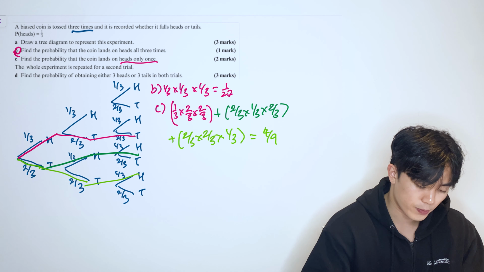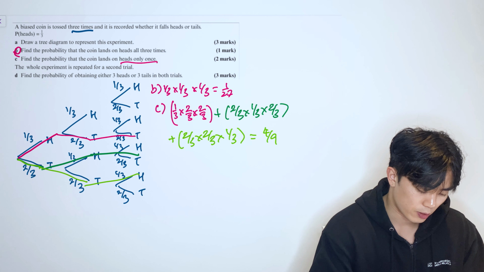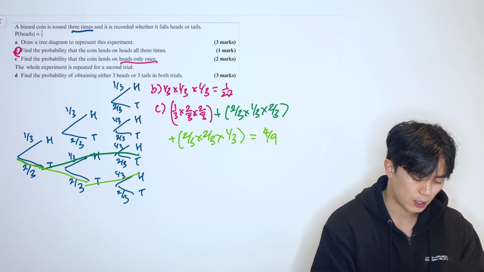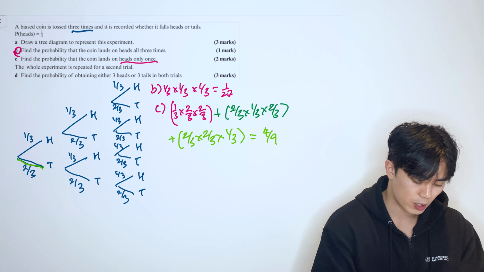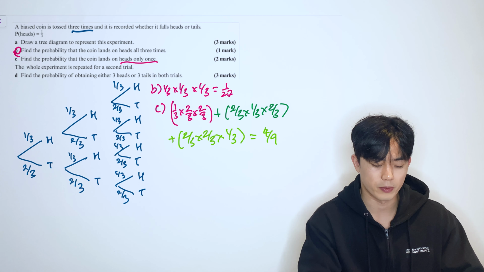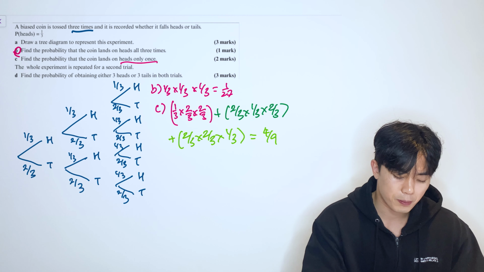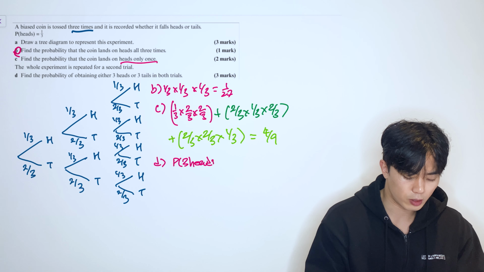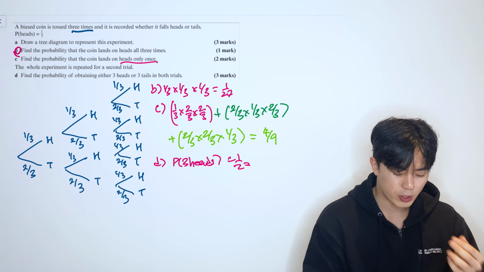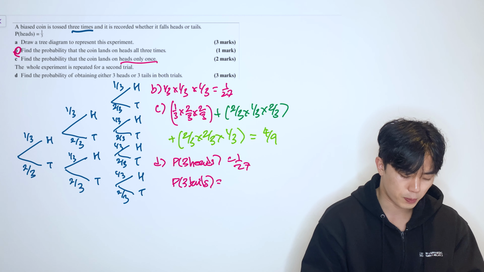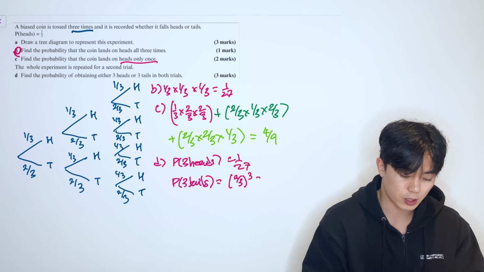All right, D. So they're saying the whole experiment is repeated for a second trial. So basically, this is one trial, and now they're going to do a second one again, okay? And so they're saying find the probability of obtaining either 3 heads or 3 tails in both trials. Right, so in part B, we found the probability of 3 heads, right? And that was equal to 1 over 27. So now we need to find the probability of 3 tails, okay? So that's just going to be tails, tails, tails, which would be 2 over 3 cubed, like so, okay, which is 8 over 27.